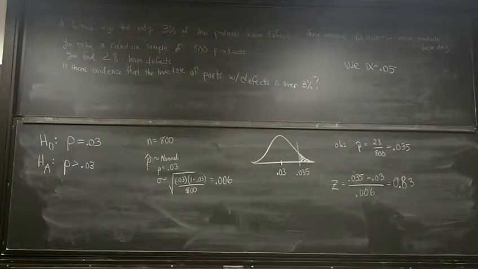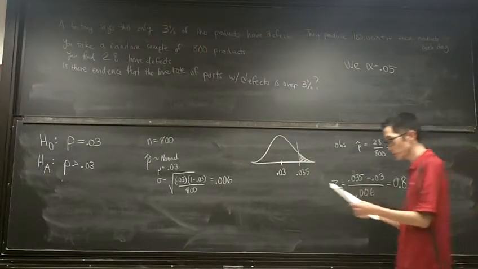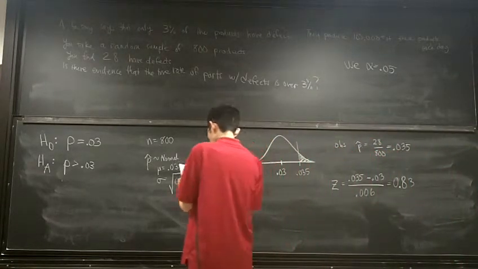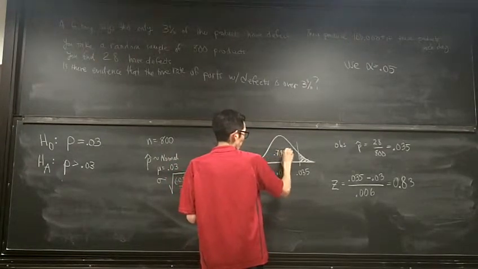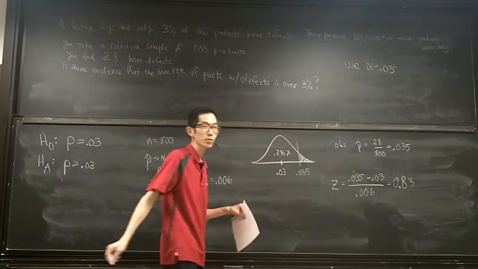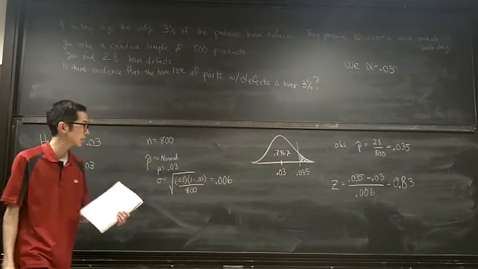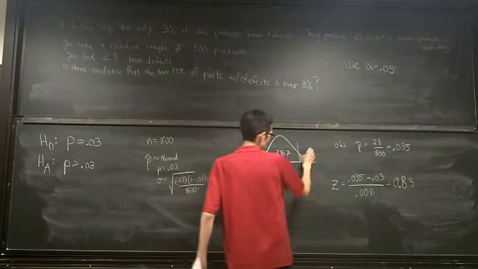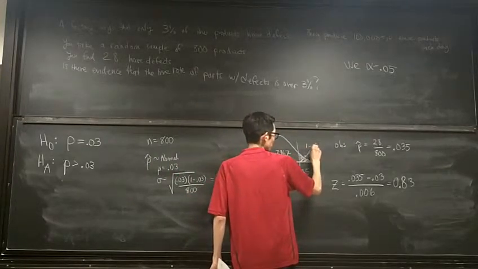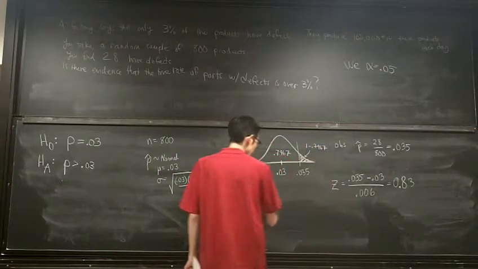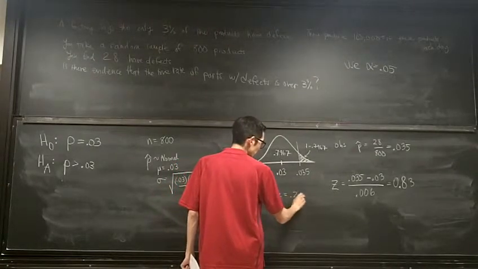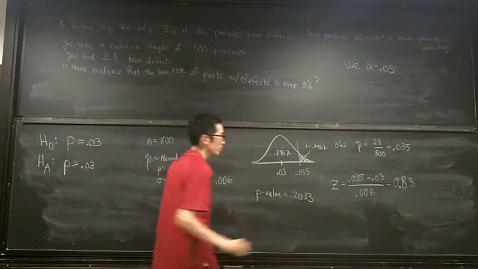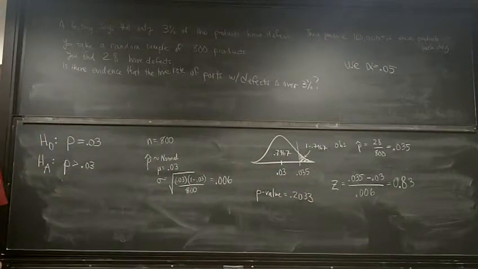0.7967. Okay, so when I look up 0.83 in the z-table, I get 0.7967 over here. Then we want to do the opposite. But we want the side to the right, so I do 1 minus that. 0.2033. Yeah, 1 minus 0.7967. And so my p-value is equal to 0.2033. Okay? Is everybody satisfied? Yes.